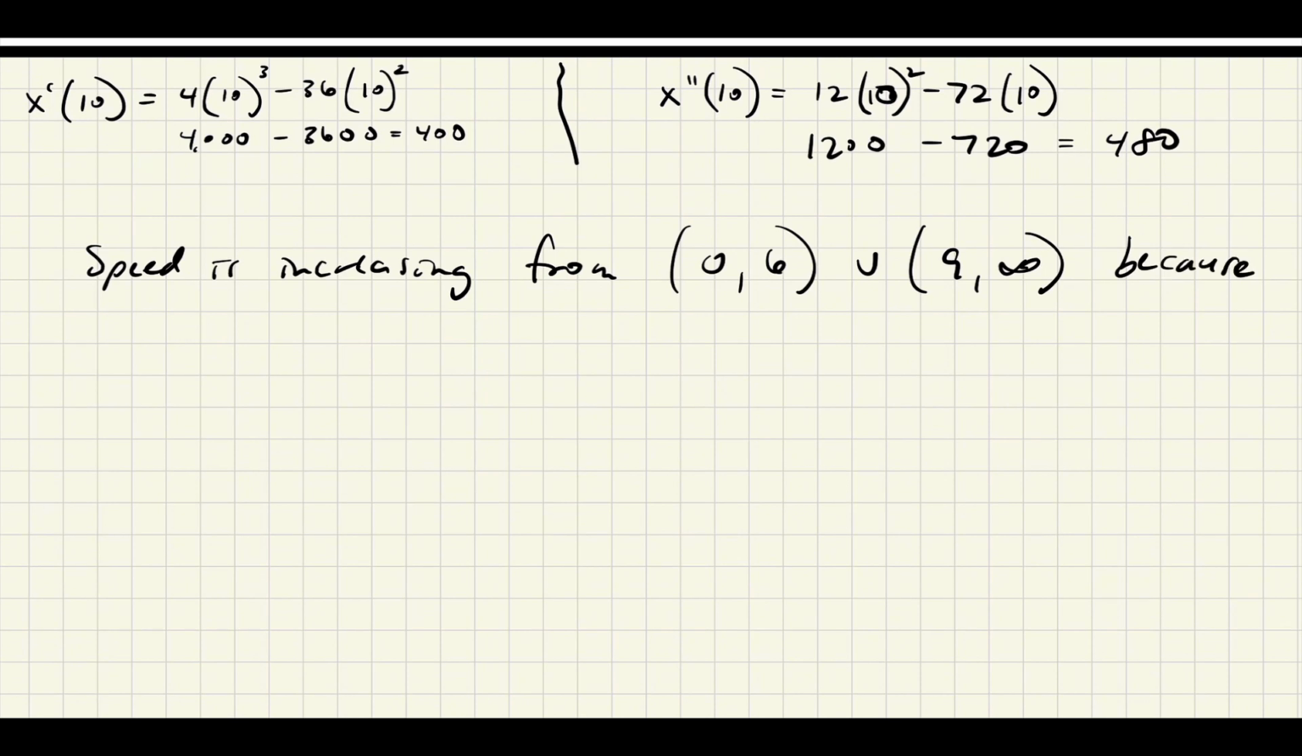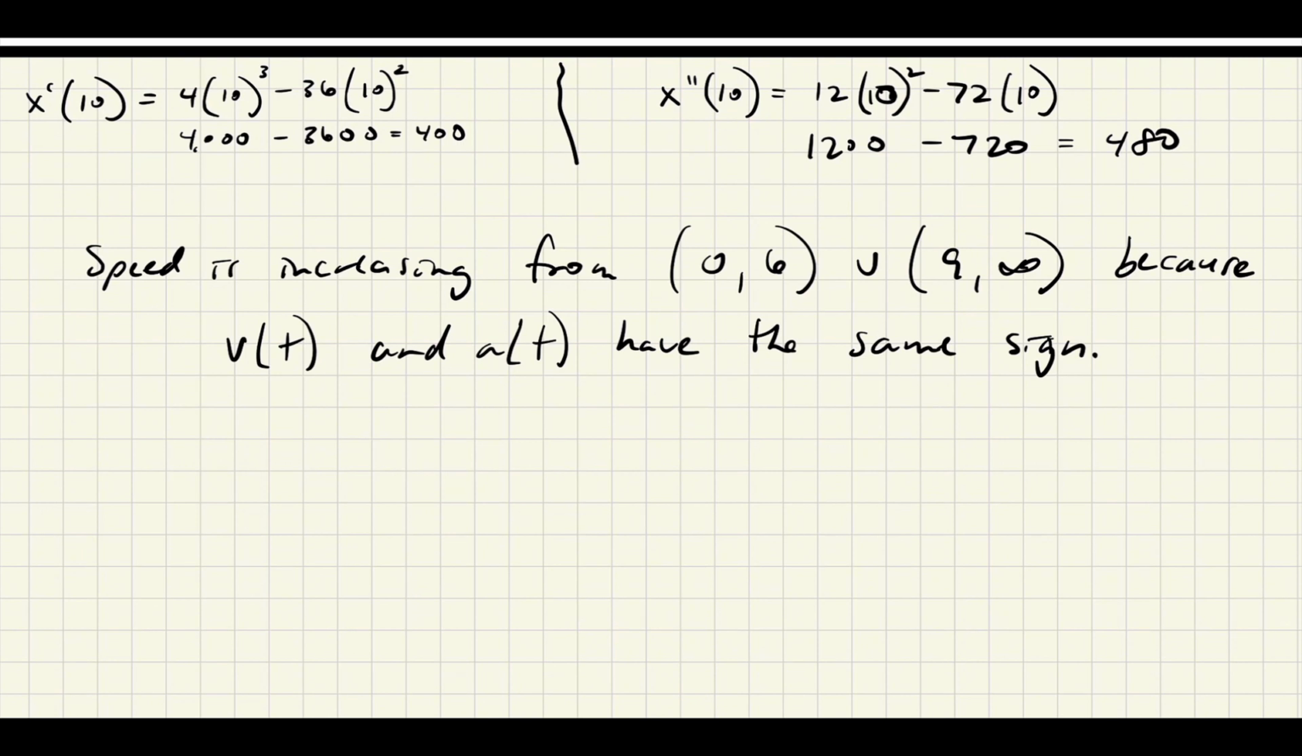because velocity and acceleration have the same sign. Acceleration and velocity have the same sign. So swap out where is speed increasing for where is it concave up and increasing. Where is it decreasing and concave down? You guys have done that before. That's essentially the same thing we're doing.